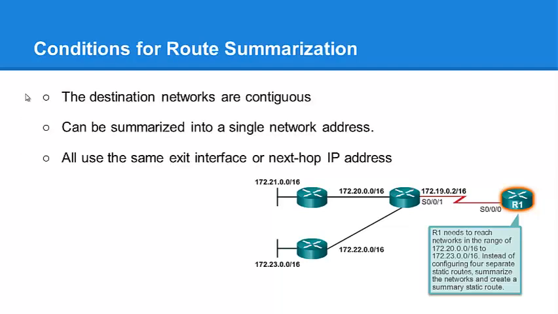The conditions for route summarization are: the destination networks are contiguous, and they can be summarized into a single network address. All have to use the same exit interface or next hop IP address.